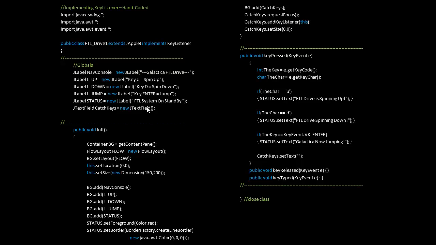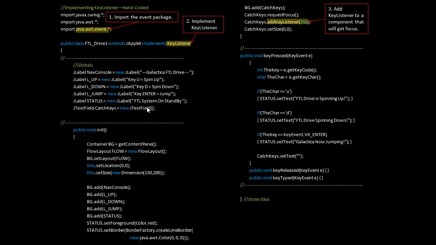So let's see how we would implement KeyListener old school. First, we import the package java.awt.event. Second, we implement KeyListener. Third, we need to add KeyListener to a component on the JFrame or JApplet and not the window itself. And fourth, we're going to code the event handler function.